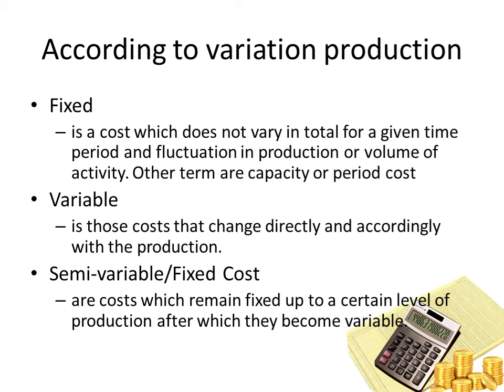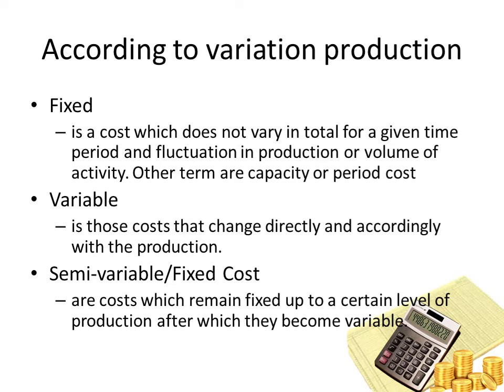Next, we also have the semi-variable and fixed costs. These are costs which remain fixed at a certain level of production, but after that, they become variable. Some would also use the term step cost, because at each level it has this amount, and then on the next level, it's a different amount.